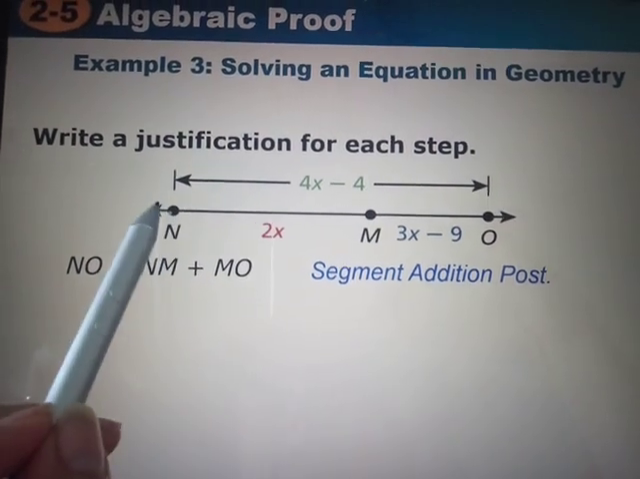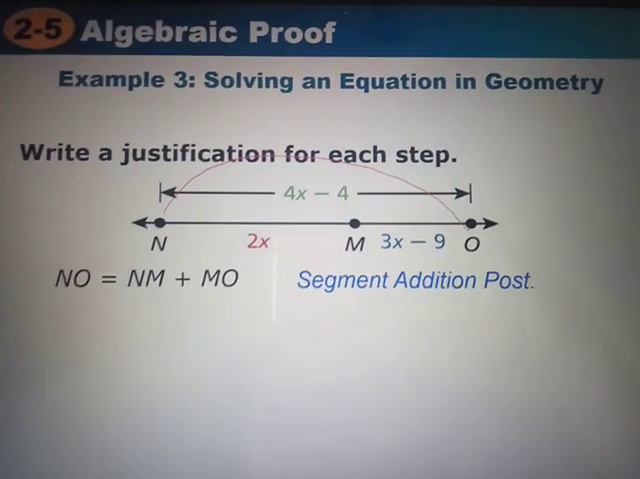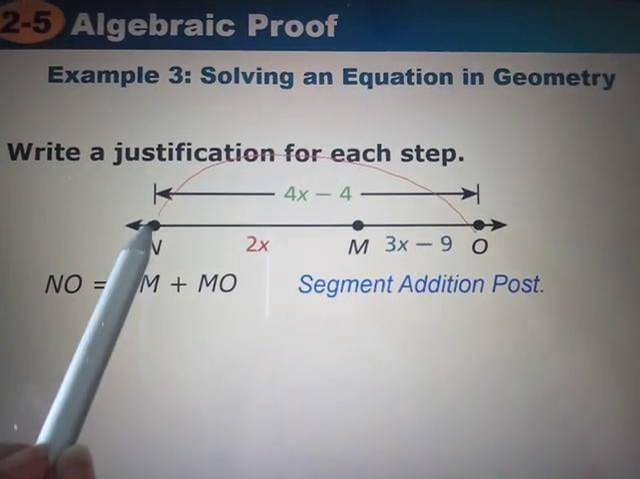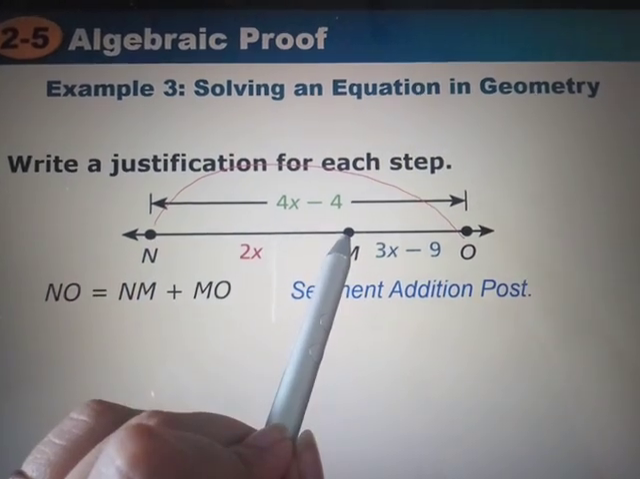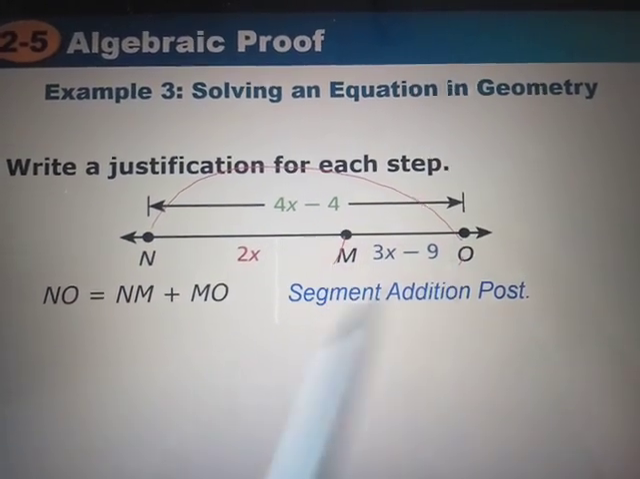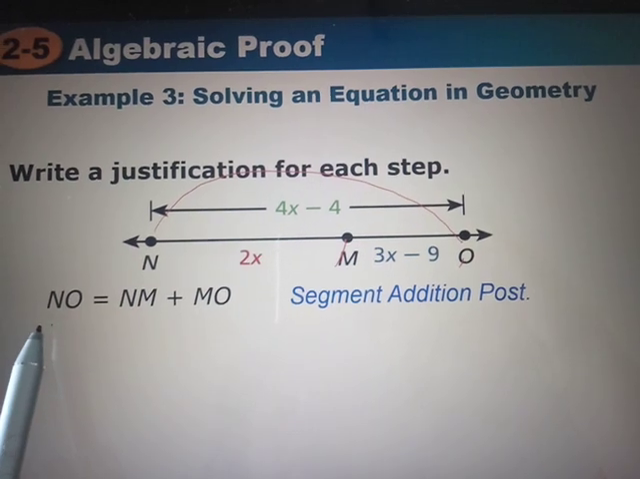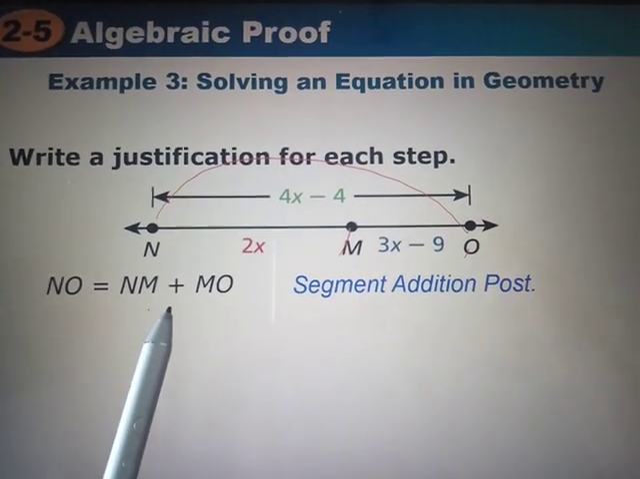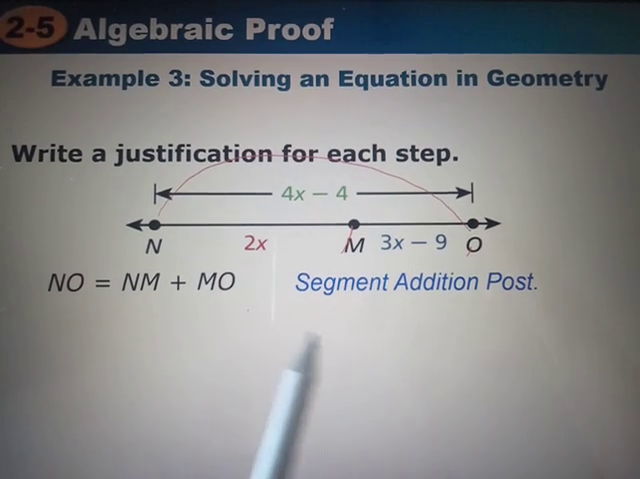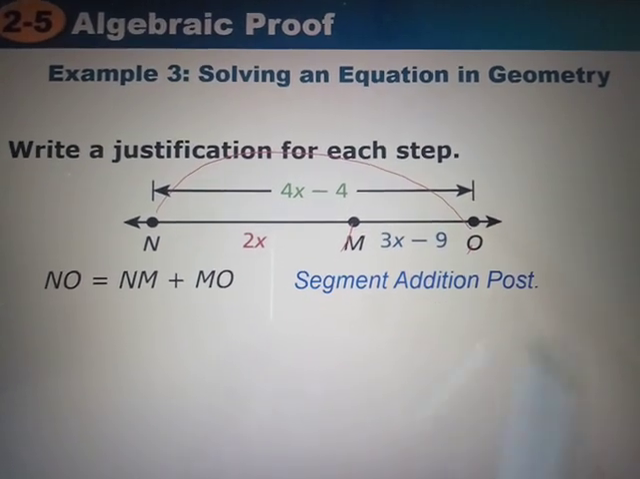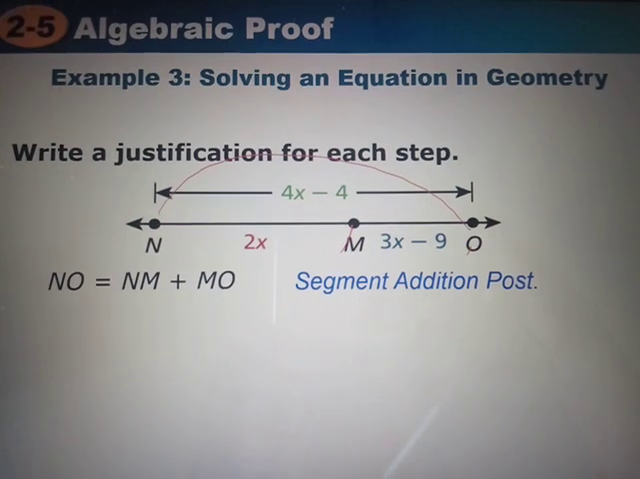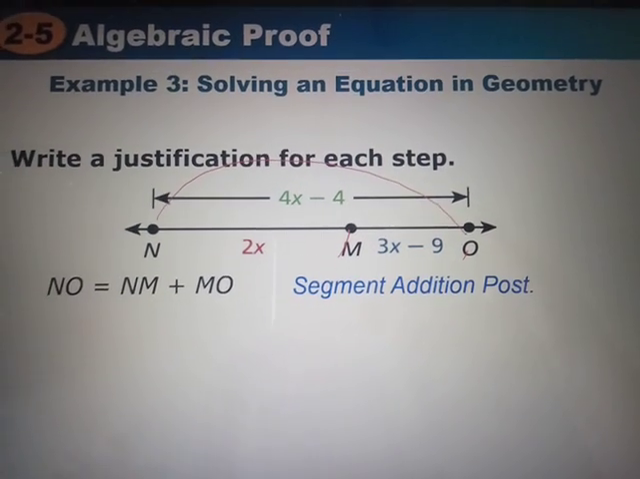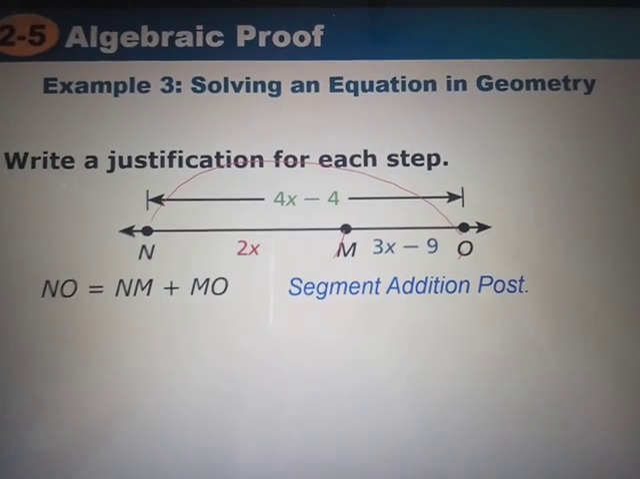So what is the total? All of these, we call it NO. So the length of NO equals the length of NM plus the length of MO. This is the segment addition postulate. When we add part plus part, we get the total segment, okay?